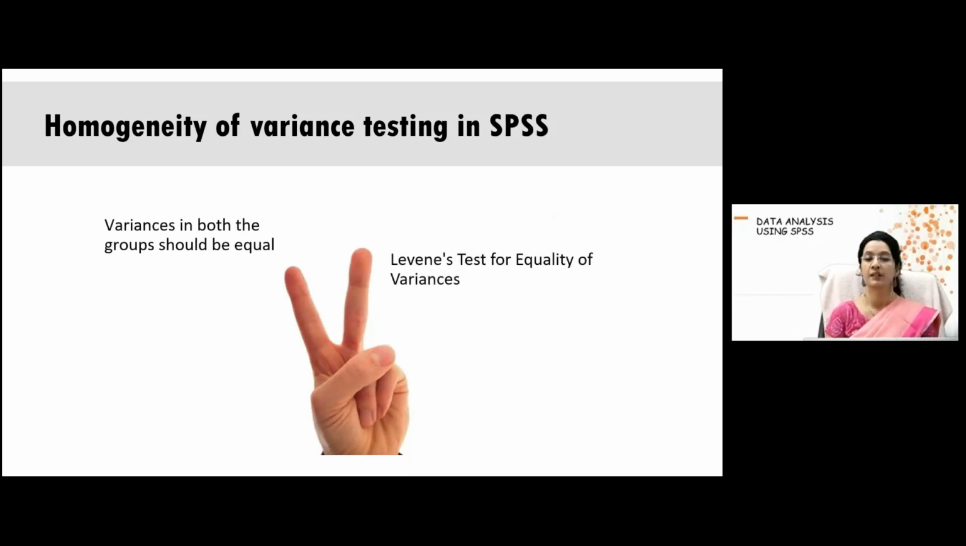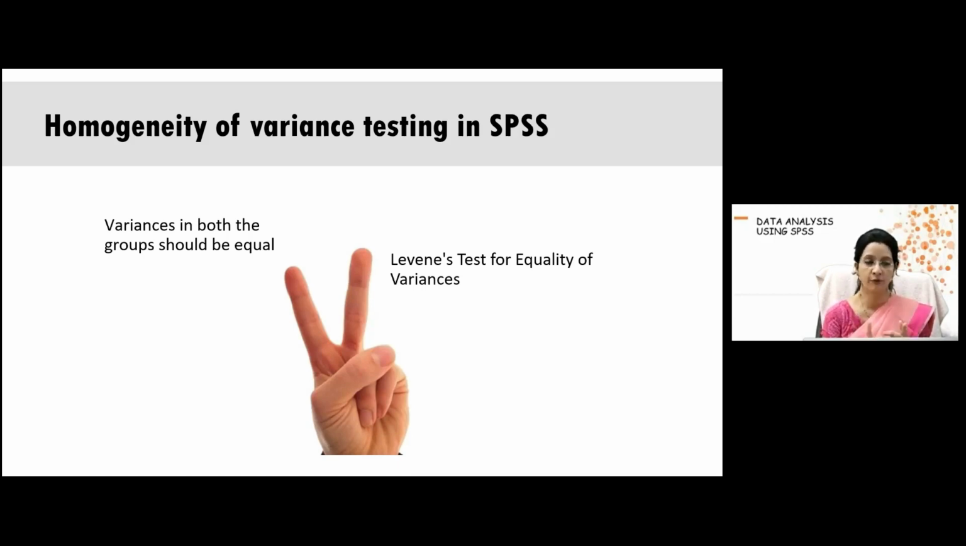So now, the second assumption which we read was regarding the homogeneity of variances. The test by which we check this is known as Levene's test for equality of variances. Don't be apprehensive about these names, as once you run and rerun it a few times, it will become very familiar to you, and then that fear will go off.